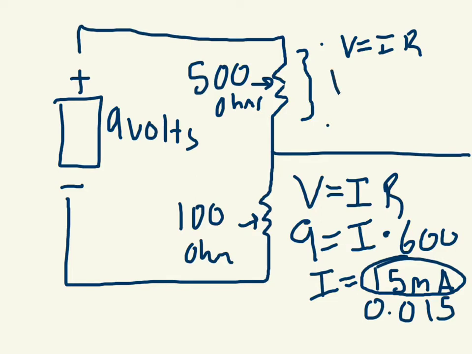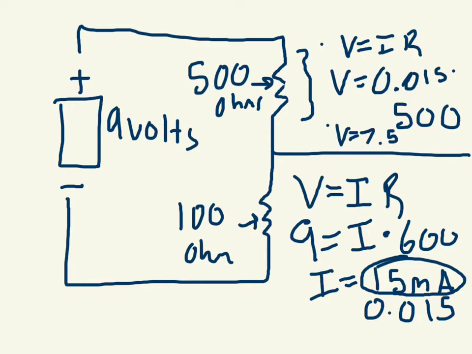We have no idea what the voltage drop is, because we just don't know. But we know that the whole circuit has a 15 milliamp current. So we know that, and we also know that the resistance over that resistor is 500 ohms. So if we do that math, we get a voltage of 7.5, which means that the voltage drop is 7.5 over this resistor. Now we're kind of running out of room, so let's go to the next page.